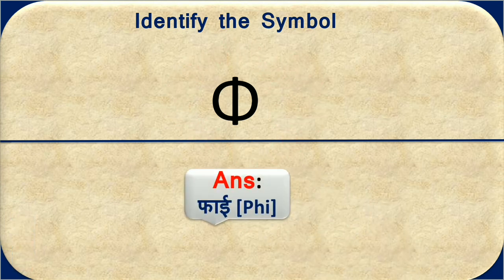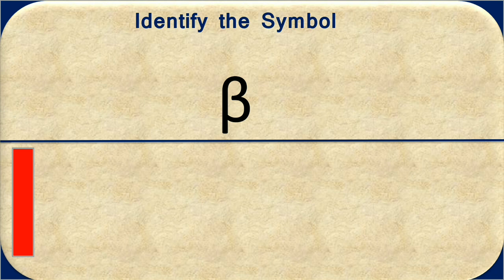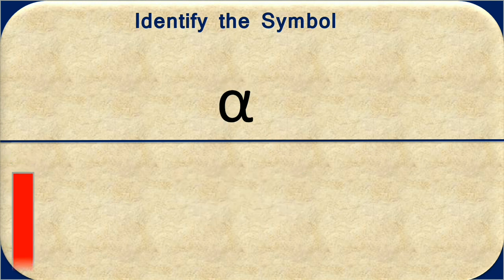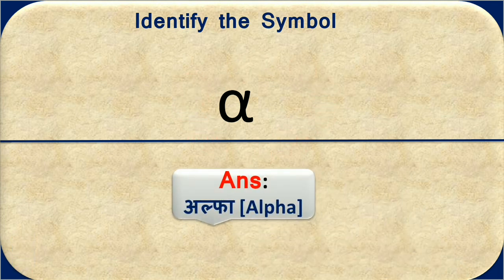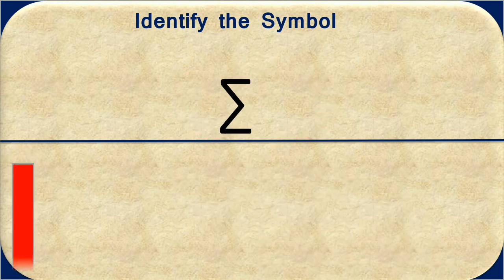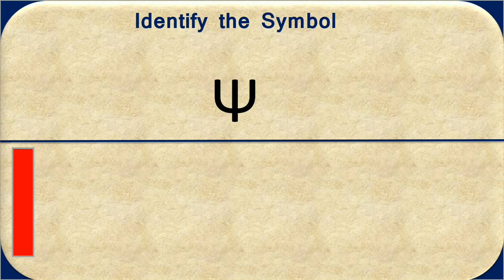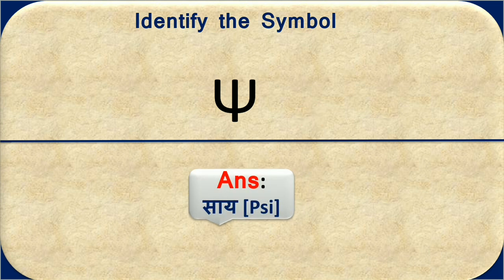Identify it quickly. Phi. Identify this symbol. This symbol is known as... Identify it quickly. This is beta. Identify this symbol. This symbol is called as... This is alpha. Identify this symbol. This symbol is called as... Identify it. This is sigma. Identify this symbol. This symbol is called as... Identify it quickly. This is psi.